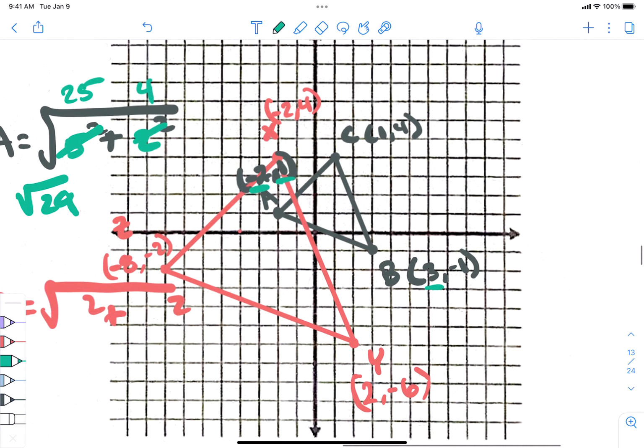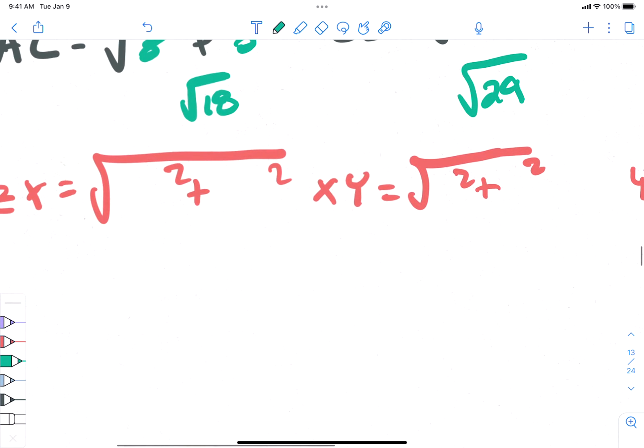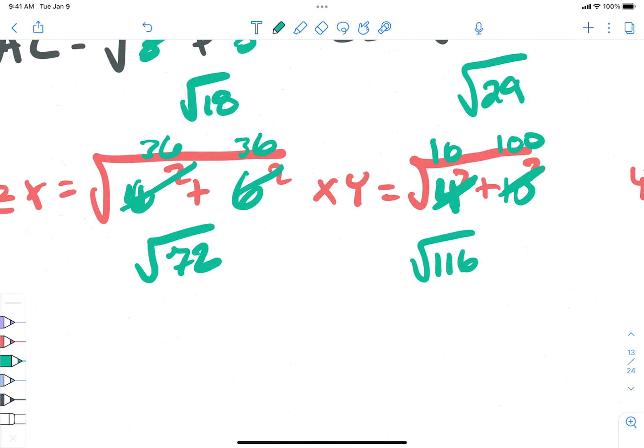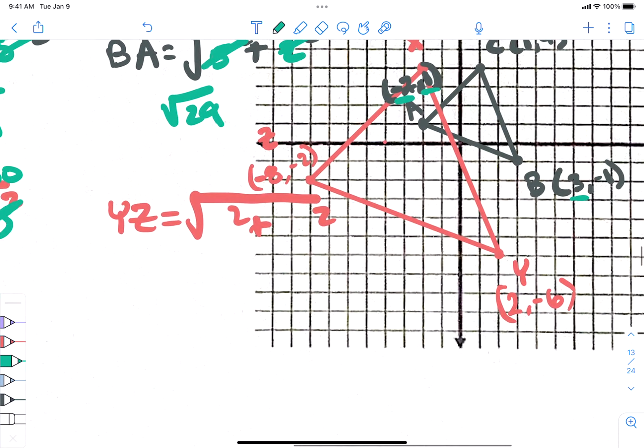So we're going negative 2 to 2. 4. 4 to negative 6 right here. 4, negative 6. 10. So we got 4s and 10s. 4 squared, 10 squared, 16 and 100. So that's the square root of 116. Okay. YZ. What do you think it is?